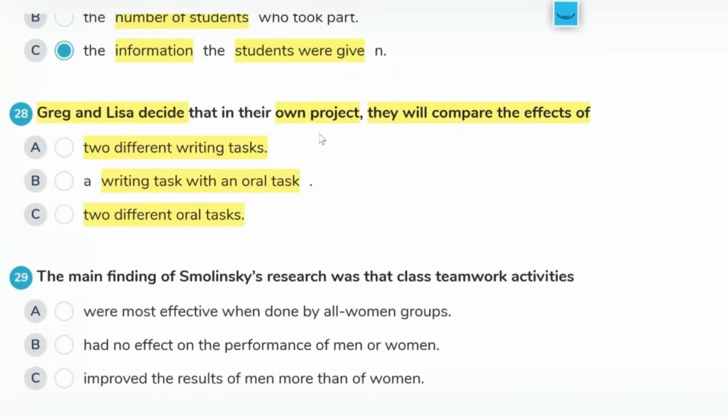That's it. Good. Some the original writing task and some factual writing task. So these are two different writing tasks, okay? Some do the original writing task and some will do the factual writing task.